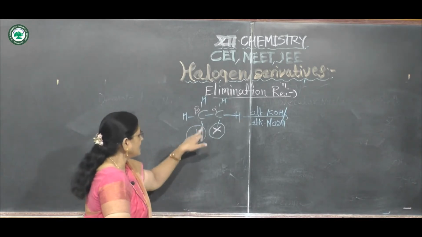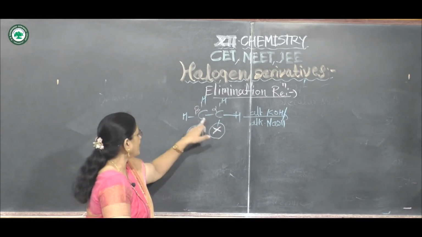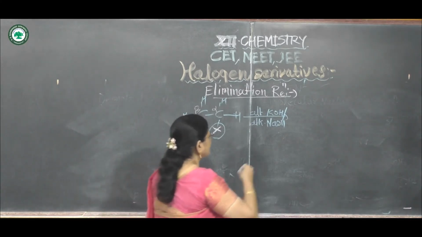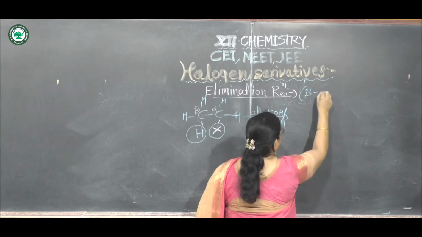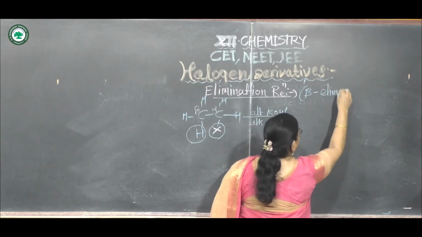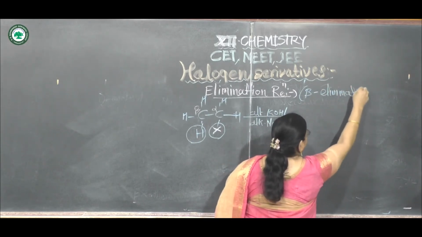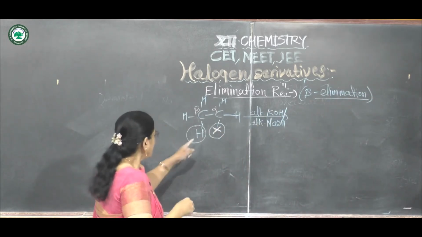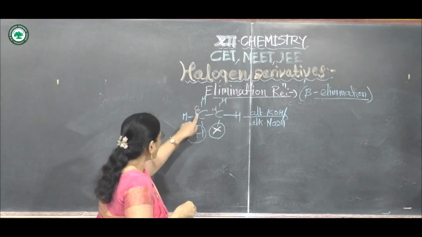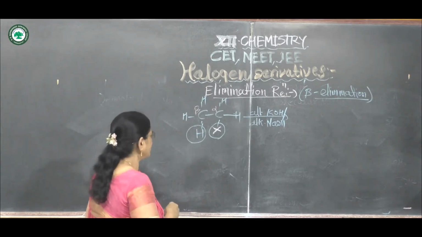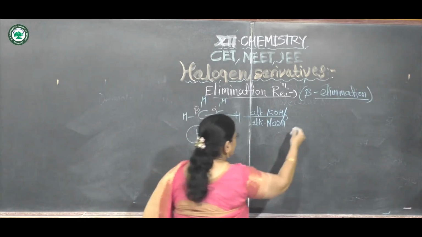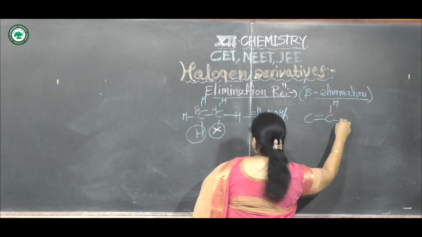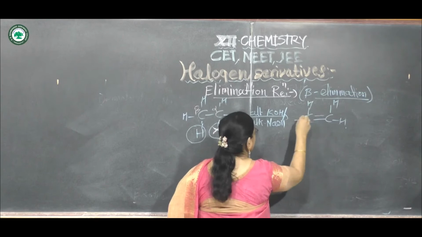It eliminates halogen from the alpha carbon atom and hydrogen from the beta carbon atom. Hence, this reaction is also called a beta elimination reaction, because hydrogen from the beta carbon atom is eliminated and it gives an unsaturated compound.